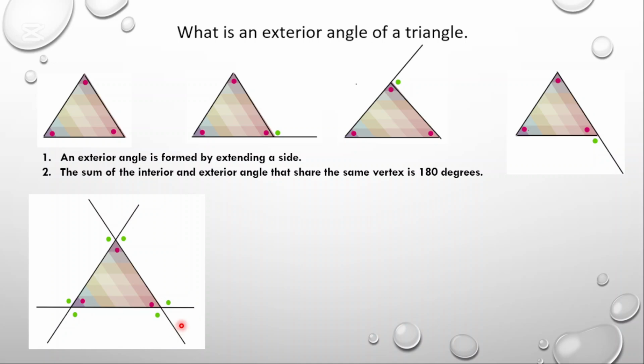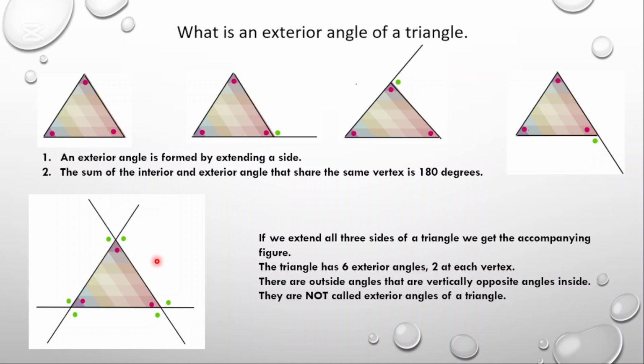So the only time we can call it an exterior angle is when the exterior and the interior add up to 180 when they share a common vertex. These two add up to 180, that two add up to 180, the same over here and the same over there. Right, so if we extend all three sides of a triangle, we get the accompanying figure. The triangle has 6 exterior angles and 2 at each vertex.